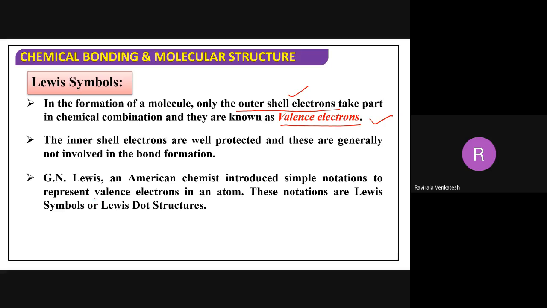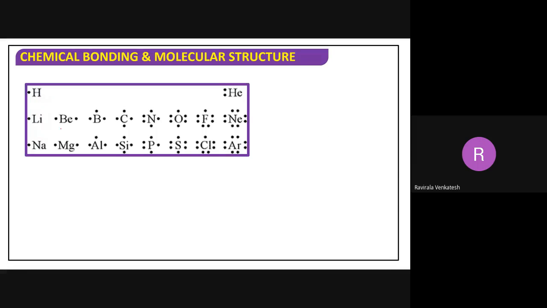To represent the valency electrons, we have taken the Lewis symbols. The notations are Lewis symbols. Lewis dot structures also we can write. Now you see here, hydrogen has only 1 electron. That is 1s1 configuration. Helium 1s2 configuration. Lithium, if you observe, 1s2, 2s1 configuration. So I am showing only 2s1 configuration. This is the valency shell.